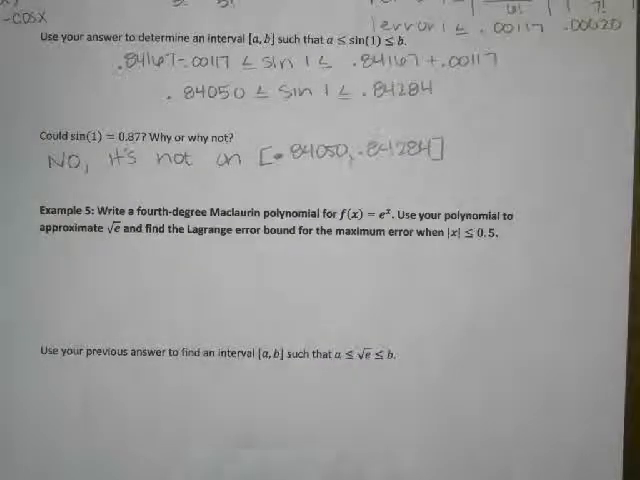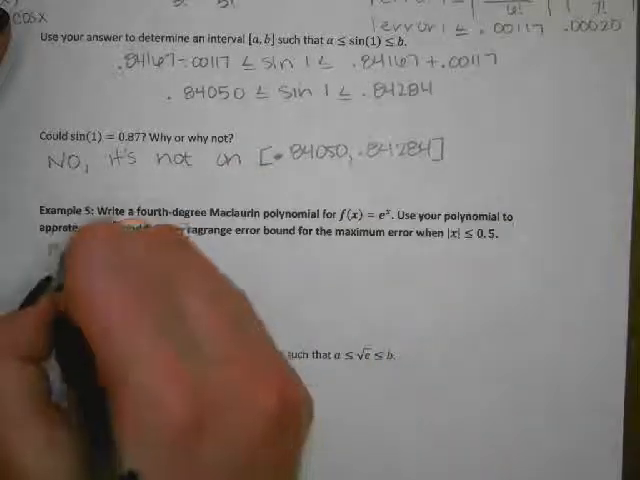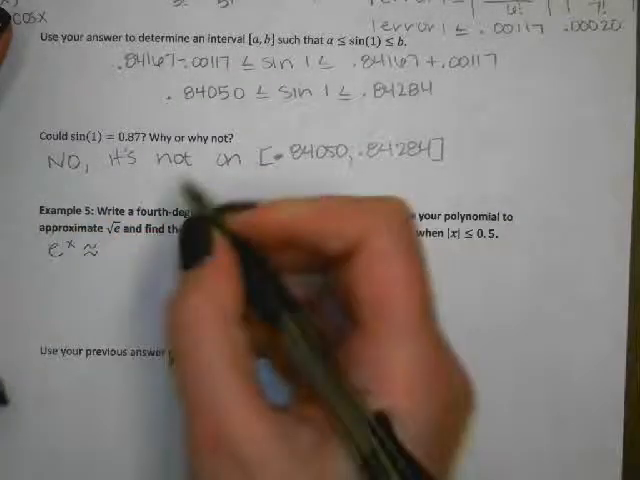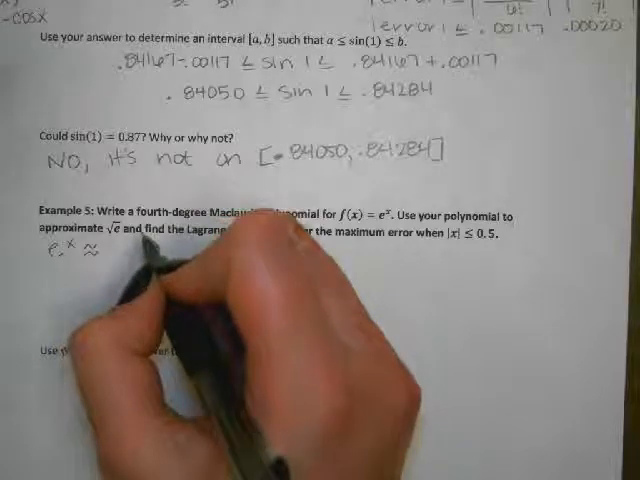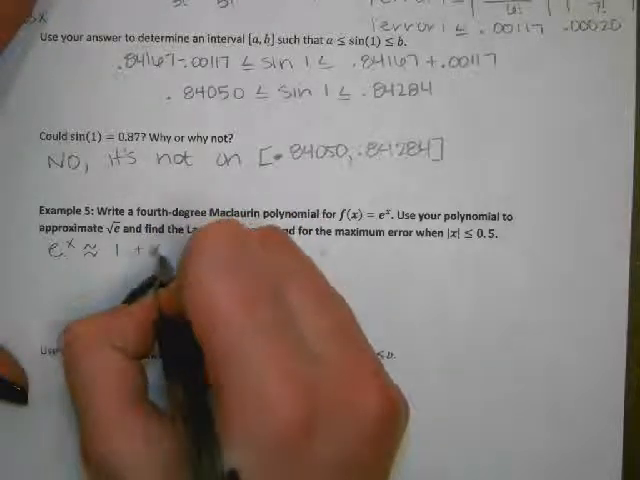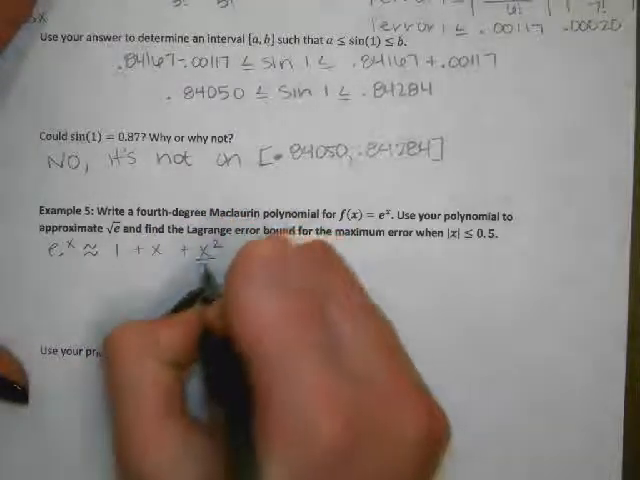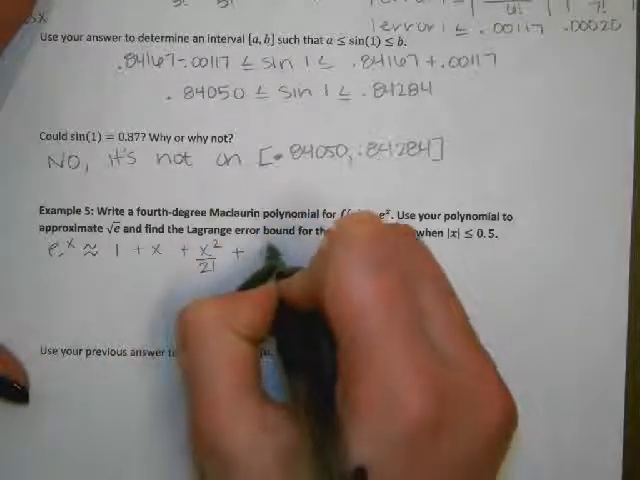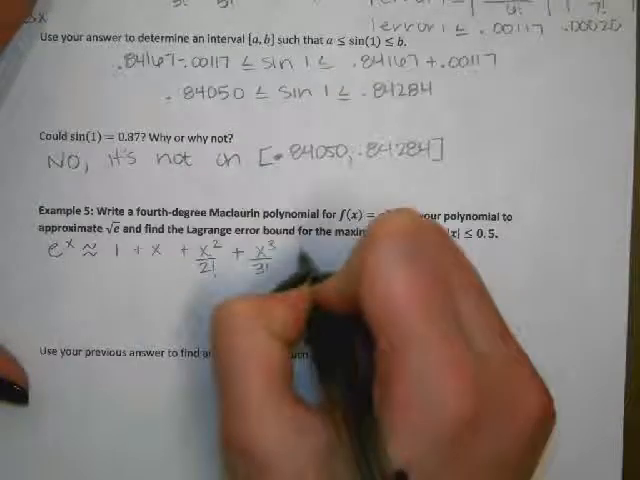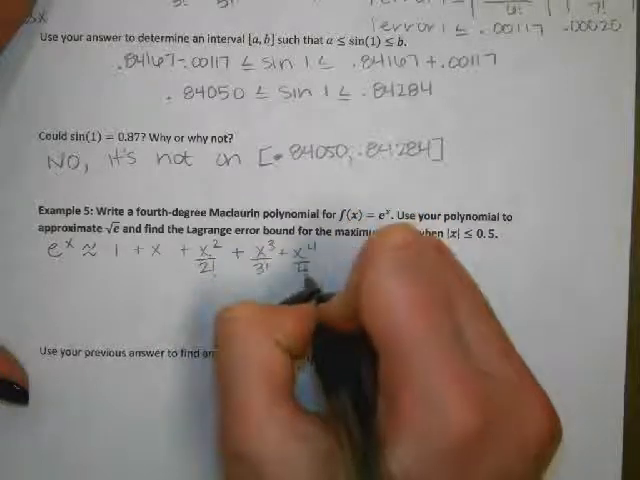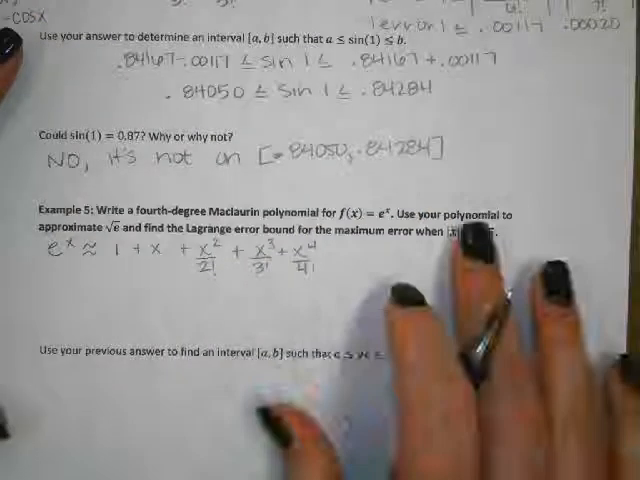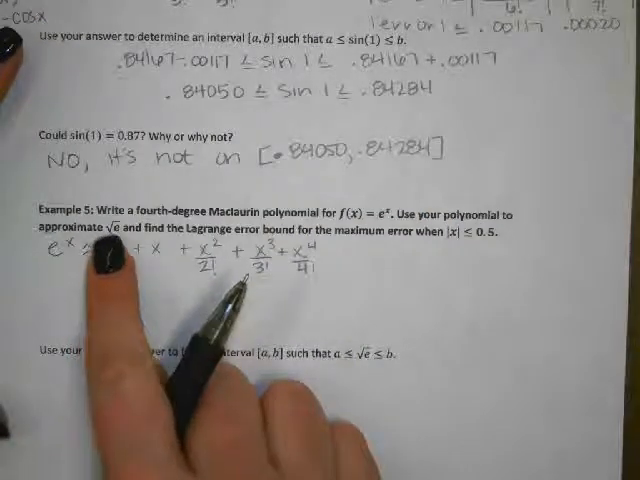All right. Write a fourth degree Maclaurin polynomial for e to the x. So we have e to the x is approximately 1 plus x plus x squared over 2 factorial, plus x to the third over 3 factorial, plus x to the fourth over 4 factorial. And now use that to approximate the square root of e.